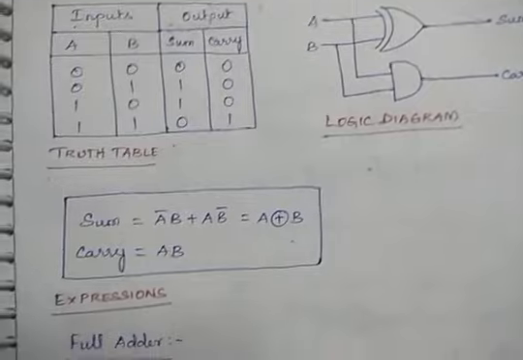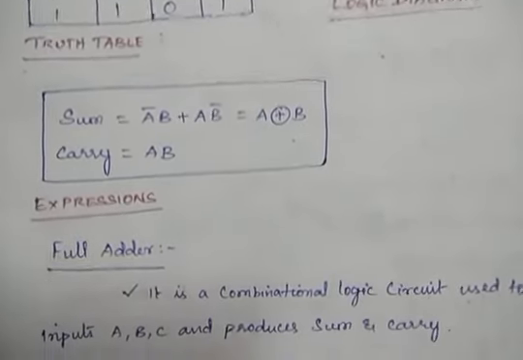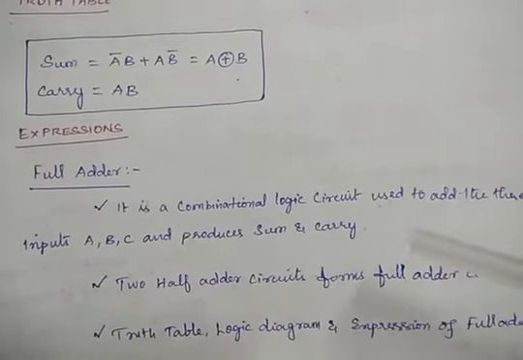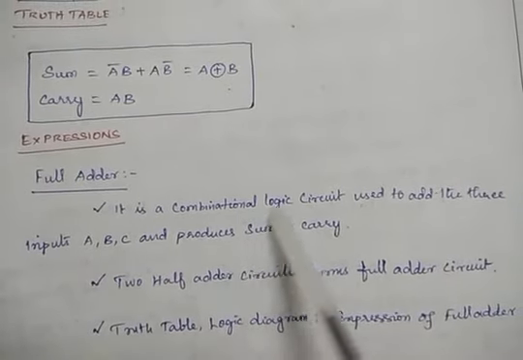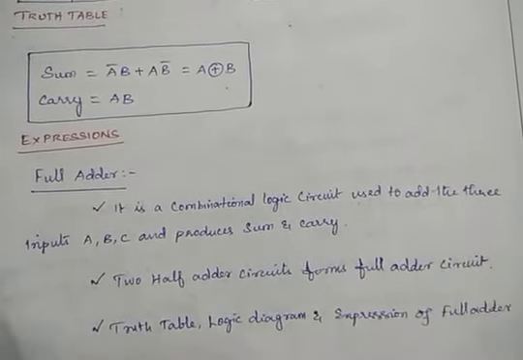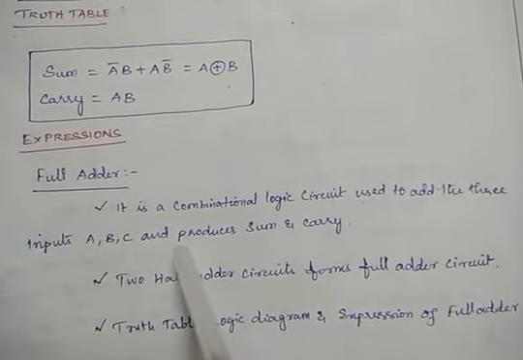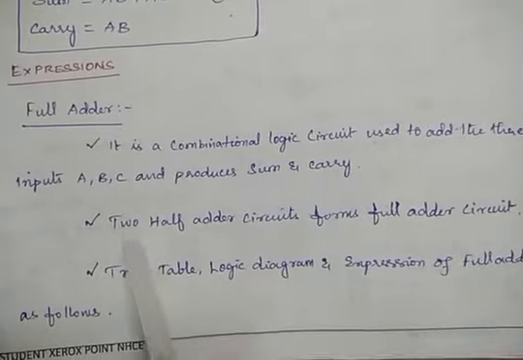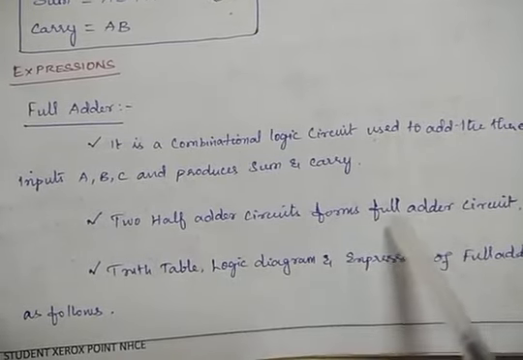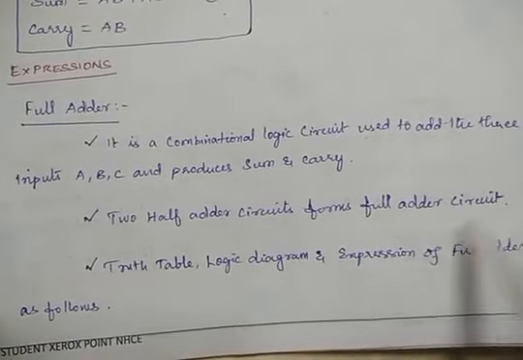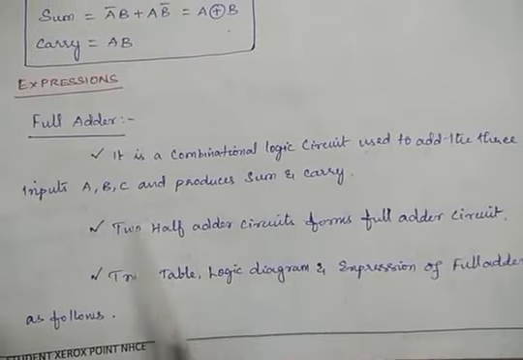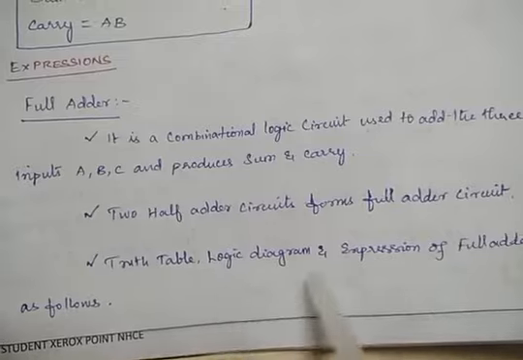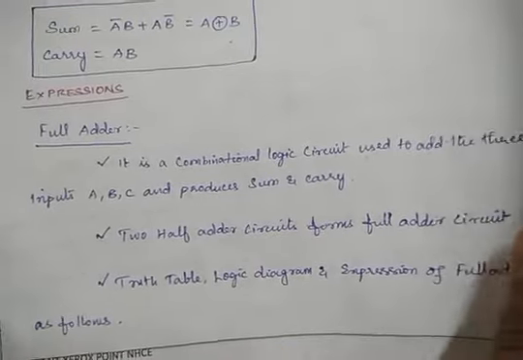So we'll see the full adder. Next topic, full adder. It is a combinational logic circuit used to add 3 inputs A, B, C and produces sum and carry. Two half adder circuits form one full adder circuit. We'll see this later, but remember this: 2 half adder circuits can form one full adder circuit. The truth table, expression and logical diagram we'll see next.